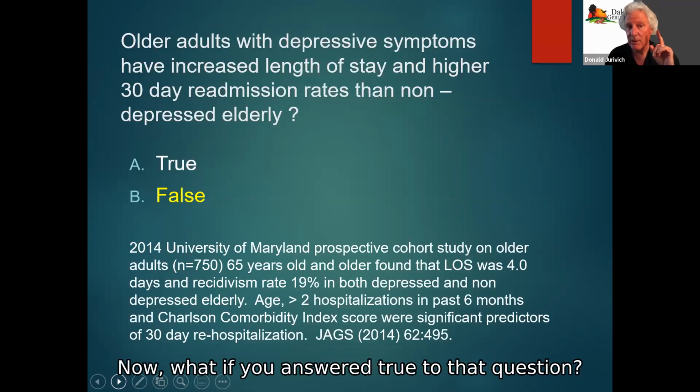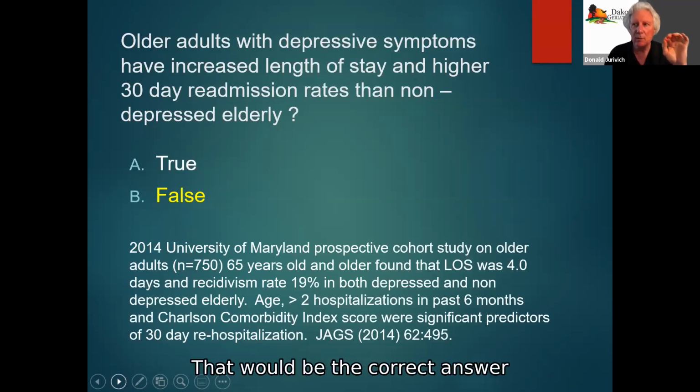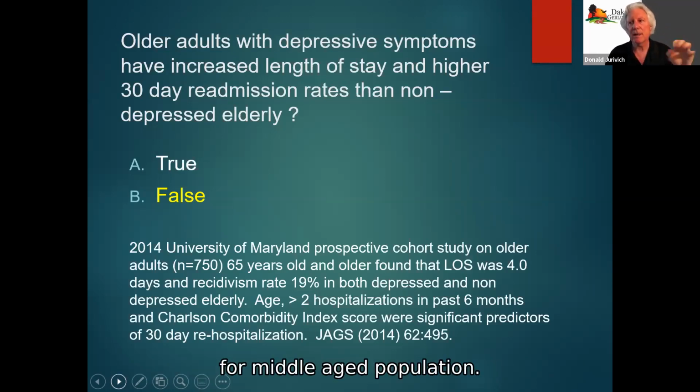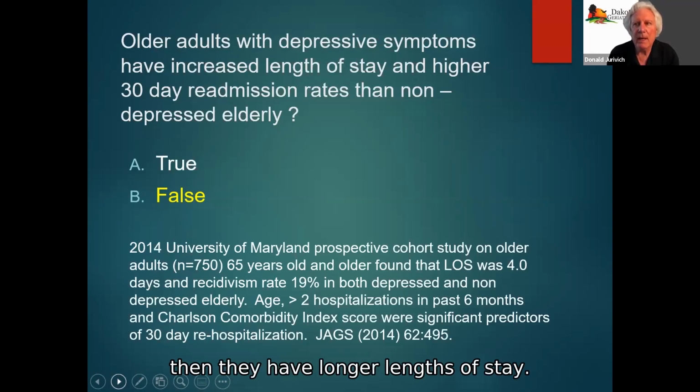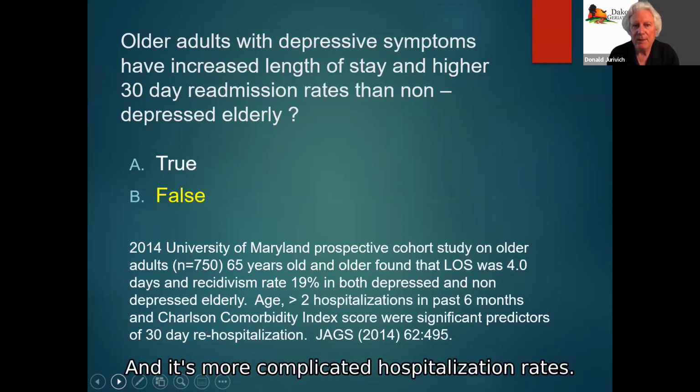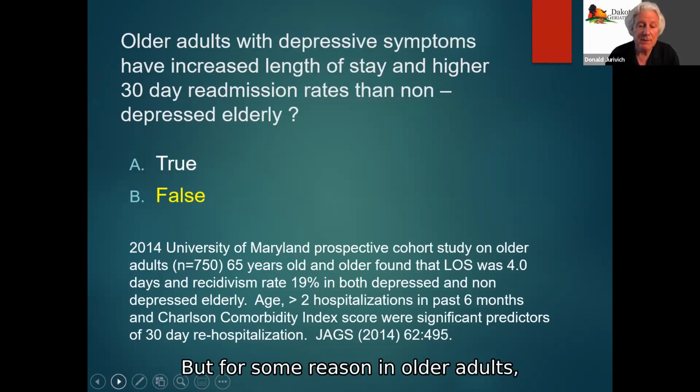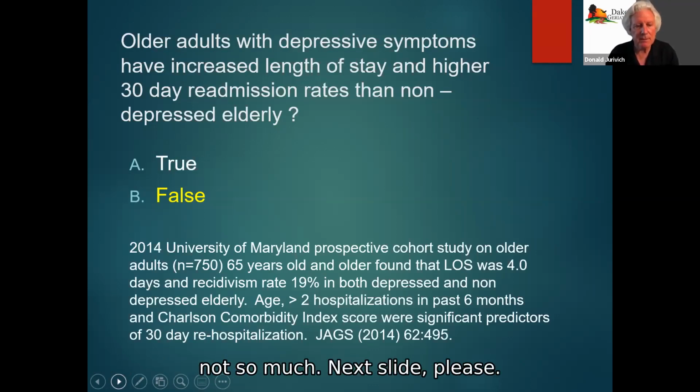Now, if you answered true to that question, that would be the correct answer for a middle-aged population. So people that are between the ages of 40 and 64 years of age, then they have longer lengths of stay and more complicated hospitalization rates. But for some reason in older adults, not so much.